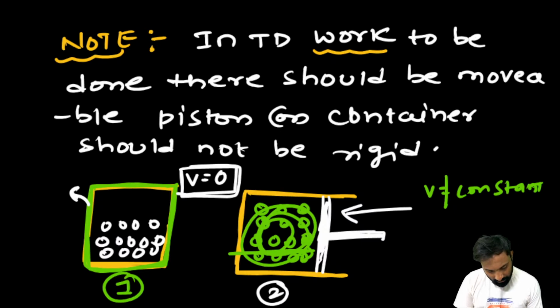If they have given a rigid container, the volume will be fixed. If the volume is fixed, work will not be done. Now if they have given a movable piston, the volume will not be constant. If the volume is not constant, what will happen? The container volume will change and work will be done. Clear? Done. Okay, fine.